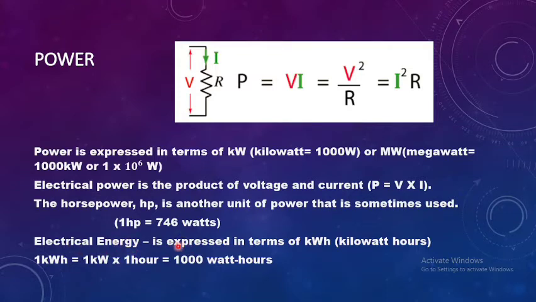The electrical energy is also expressed in terms of kilowatt hours. So 1 kilowatt hour is equivalent to 1 kilowatt times 1 hour, or 1000 watt hours. So this is the power formula. Power equals voltage times current, or equals V squared, the voltage squared, divided by the resistance of our circuit, or also power equals I squared times the resistance.